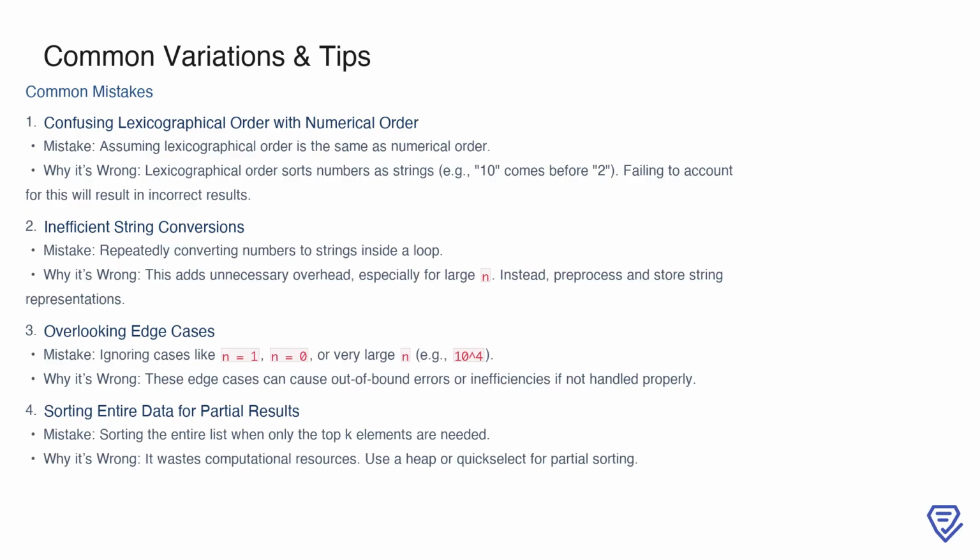It's also important not to overlook edge cases. Scenarios like n equals 1, n equals 0, or very large n, such as 10 to the power of 4, can lead to out-of-bound errors or inefficiencies if not handled carefully.